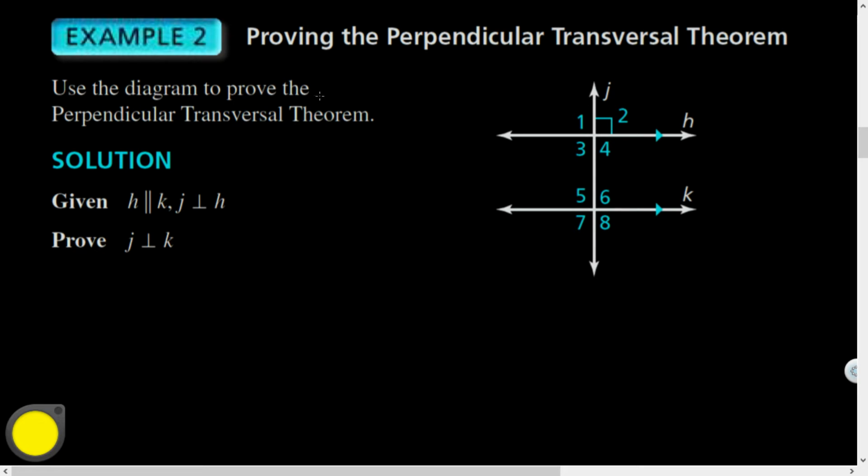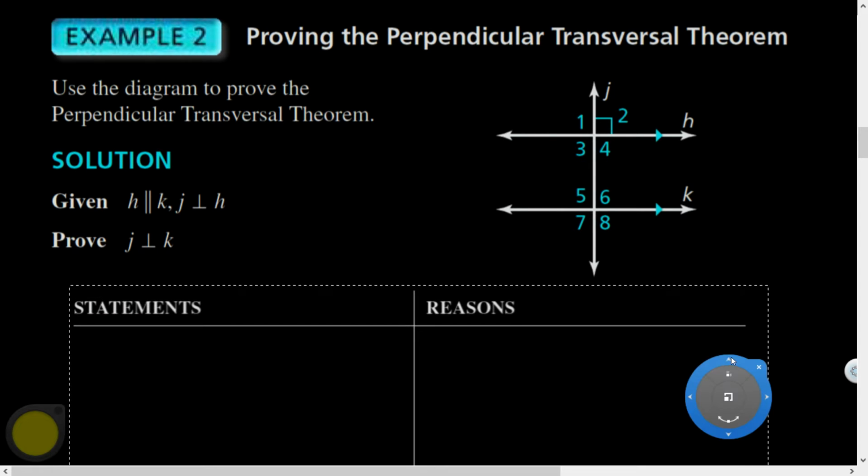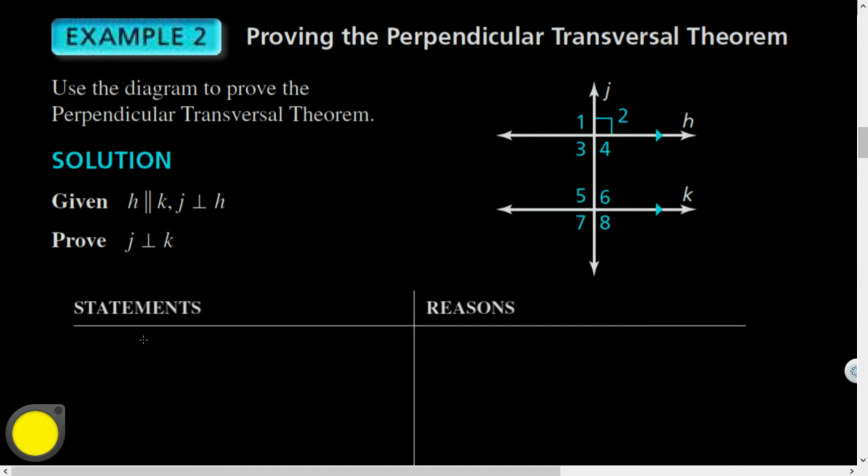So here we go. Use the diagram to prove the perpendicular transversal theorem. All right, they set us up. I believe I also set you up with their setup. I've got my own table here for my setup. Bam. Okay, statements, reasons. Here we go. I'm gonna say H is parallel to K. Everybody's favorite reason? Given. J is perpendicular to H. Even better, ditto, or just given. So let's see, we're trying to prove the perpendicular transversal theorem, which is going to prove that J is perpendicular to K. All right, that's our goal. Does anyone see something that I could say that would be helpful in moving towards that goal?